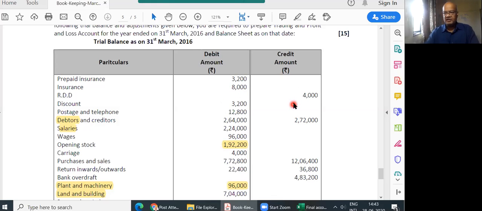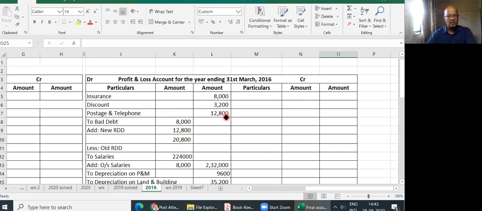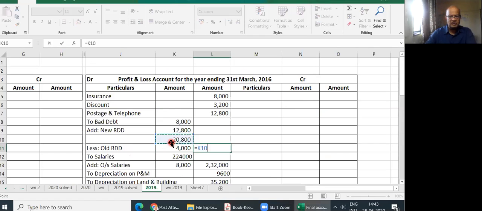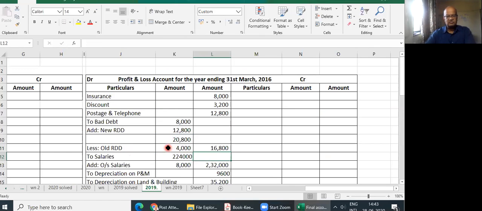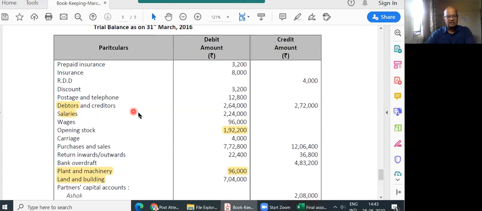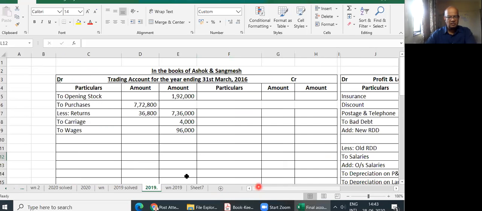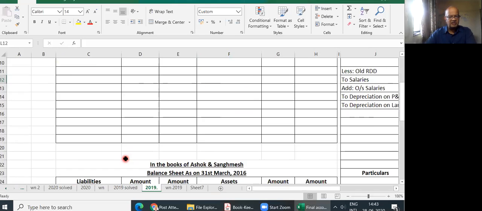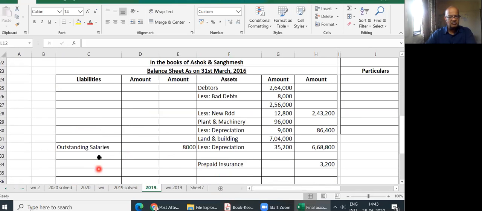This is RDD. Old RDD, what do we do? Less old RDD. 4,000 we subtract from here. So it becomes this minus this, 16,800. Then creditors 2,72,000. Creditors go on the liability side of the balance sheet.